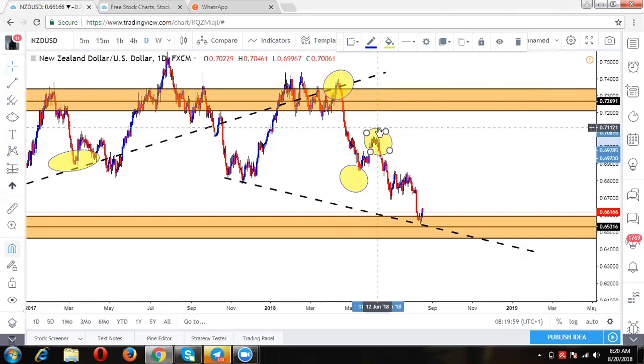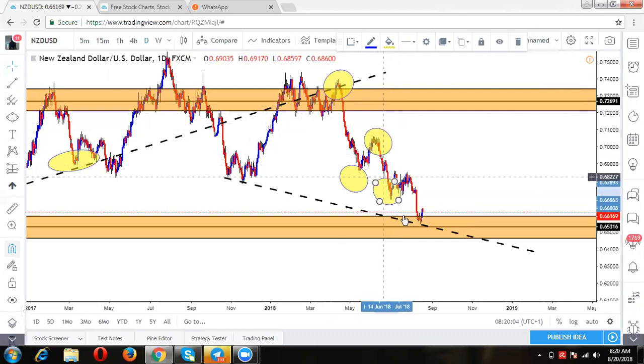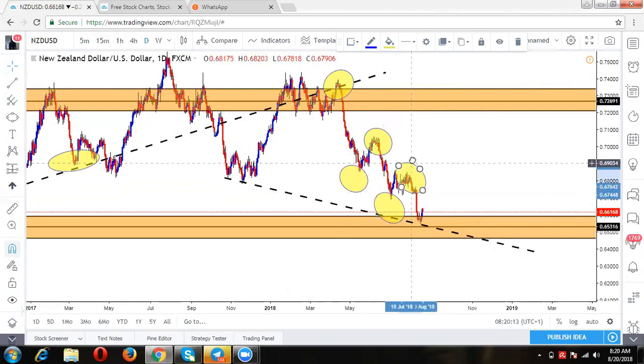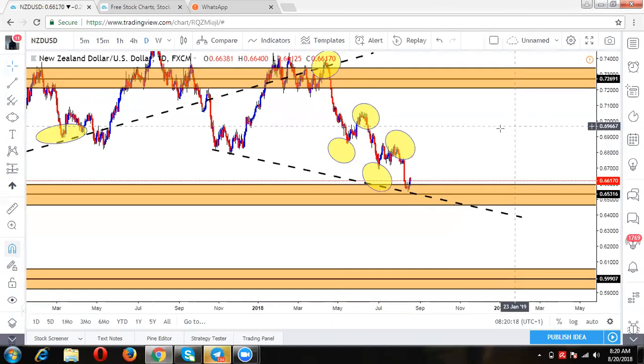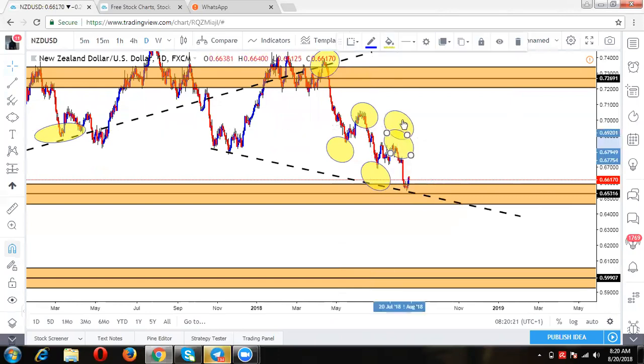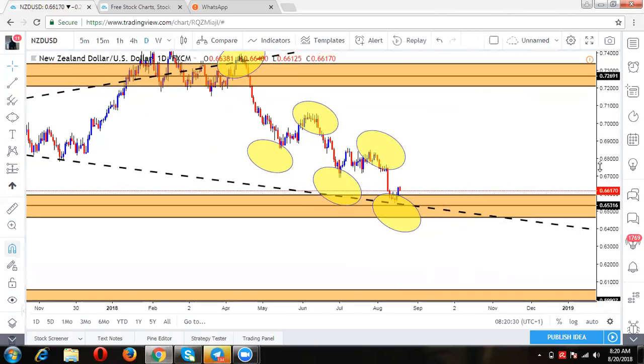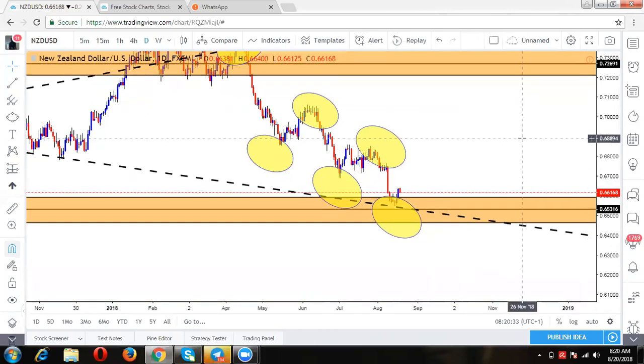Okay, so now let's look at the next one. Do we have a lower low or a higher low? No, we have a lower low. And then we have the next high, which is lower than this one, so it's also a lower high. Then now we have another lower low. So this particular pair on the daily time frame is actually on a downtrend.